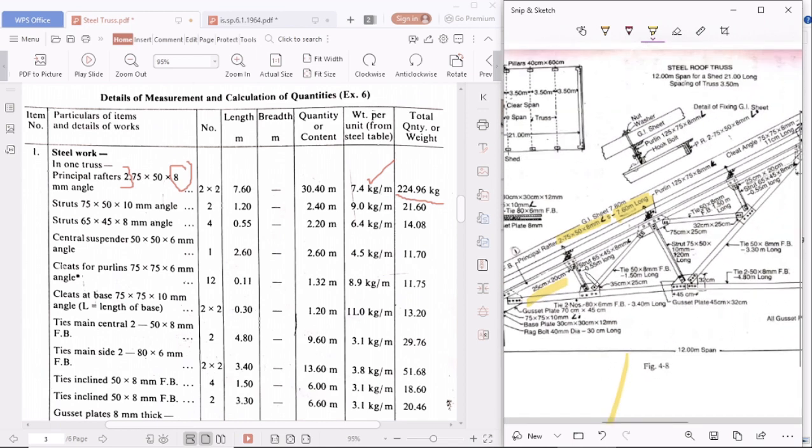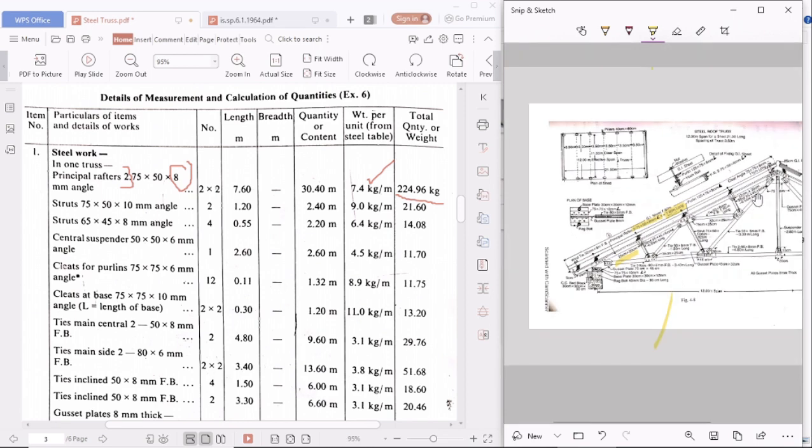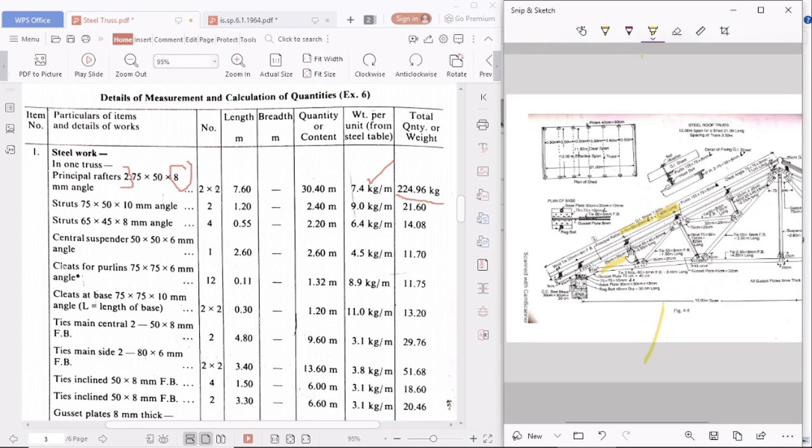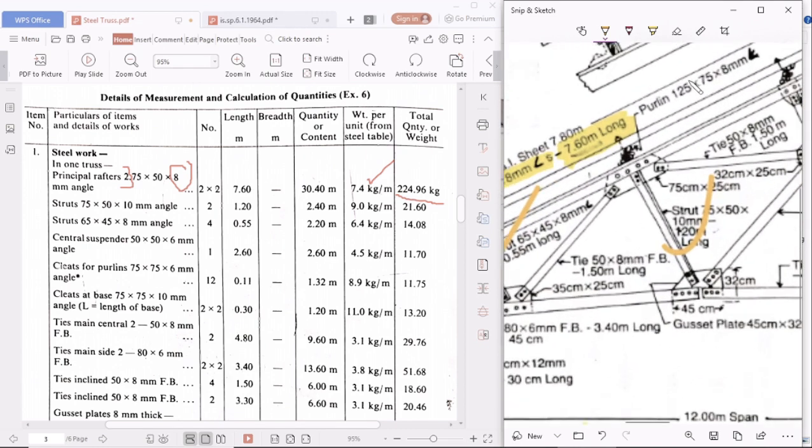So here one struct is there, here one struct is there. I'll show the full diagram first. See here, one struct, two structs, three structs. So three structs are there, but we have two types of structs. First we will take the bigger one.